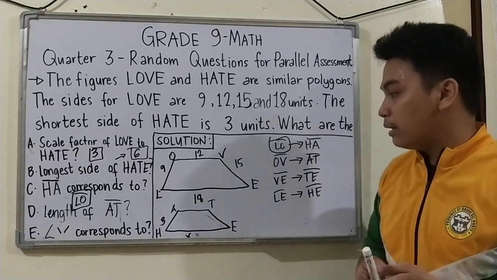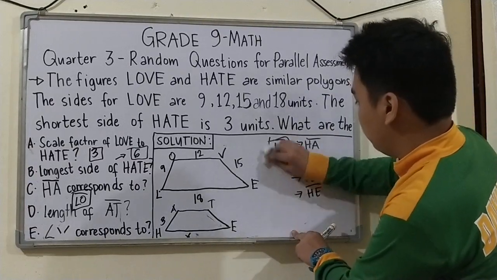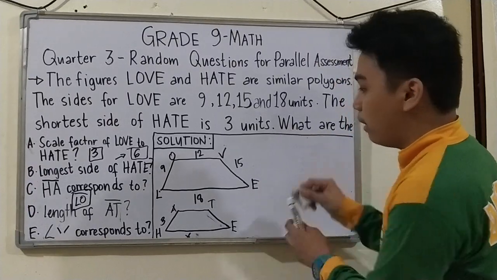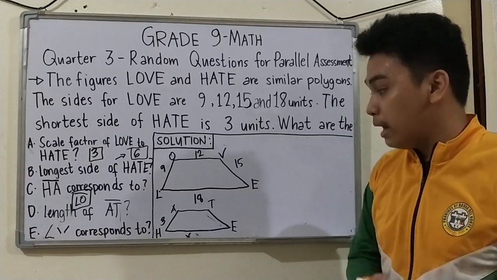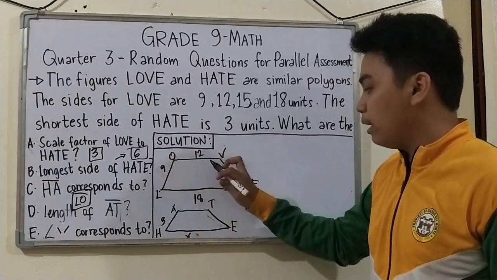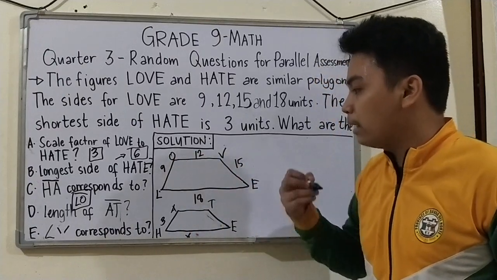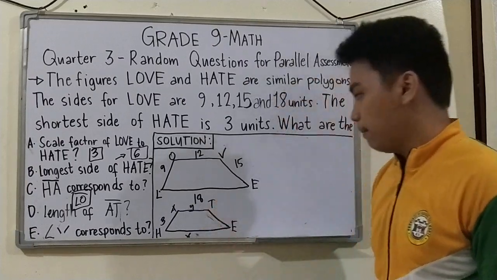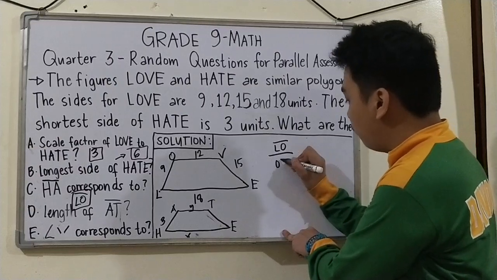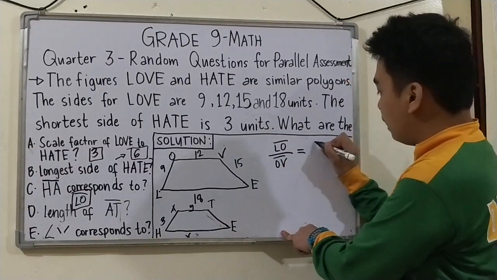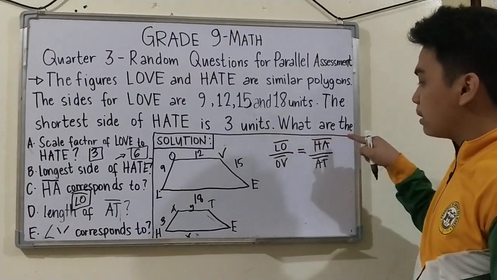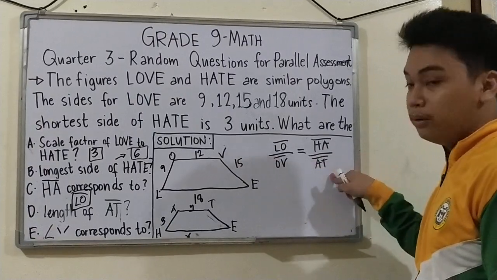Now, let us proceed to letter D. So let's erase this. So what is the length of the side AT of the polygon height? So remember that this is the AT. So AT corresponds to OV. So we are going to let AT as Y. So we have side LO over side OV must be equal to side HA over the side AT. Why? Because LO corresponds to HA and OV corresponds to AT.